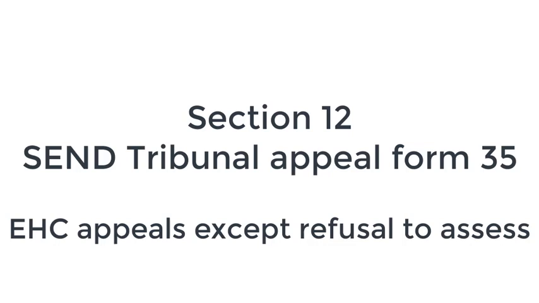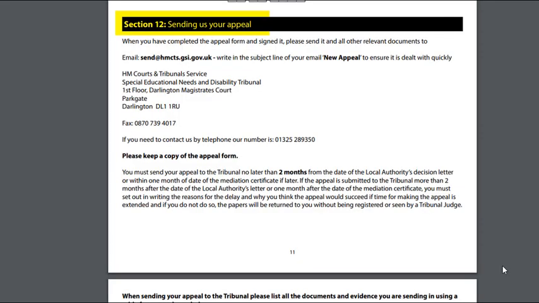We're looking at section 12 of the Online Appeal Form 35, which starts by telling you where to send your appeal form and documents. This can either be done electronically via the email address here, and remember that you will need to write New Appeal in the subject line of your email, or if you are posting your form, then this is the address to send it to. And we would recommend that you post your appeal using recorded delivery.